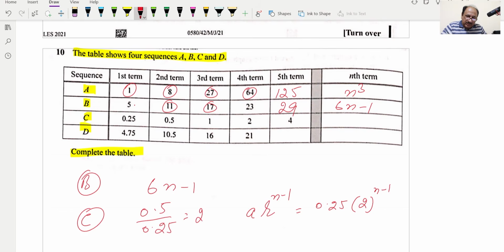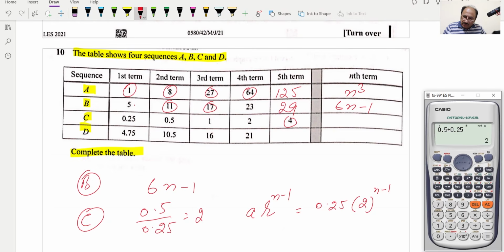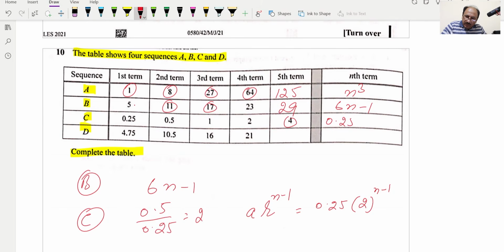Now to check this, we will apply it for the fifth term, which is 1, 2, 3, 4, 5. So we'll replace n with 5, and we will get 0.25 into 2 raised to the power 5 minus 1, and keep in mind this answer should be 4. This is 4, so this formula is working. We'll write here 0.25 into 2 raised to n minus 1. This will be our nth term formula.